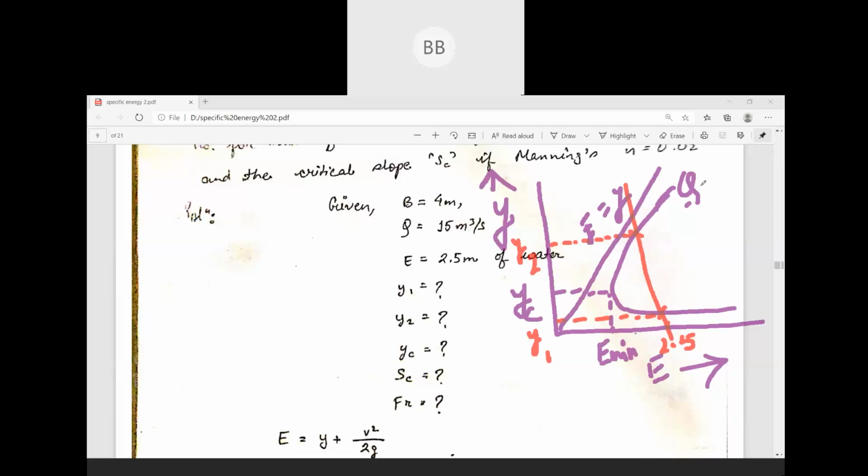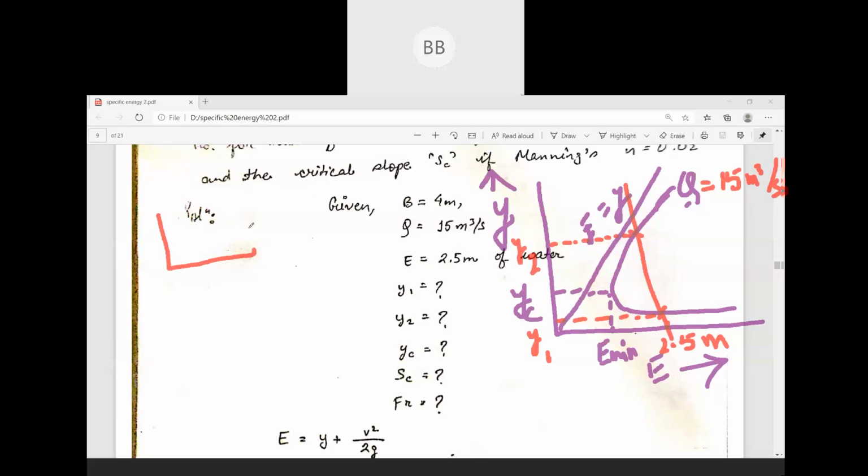Okay. So what is given? The discharge is given is 15 meter cube per second. Then our specific energy is given 2.5 meter of water. For this particular specific energy, we need to find out the alternate depth. What are the two depths for which your specific energy is same? Then they have said that the channel is a rectangular channel. Width of the channel is given, that is 4 meter. So this is your first part of the question.